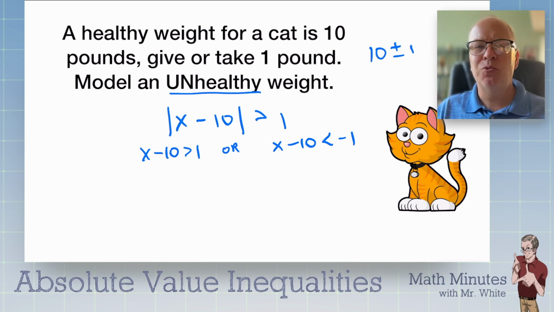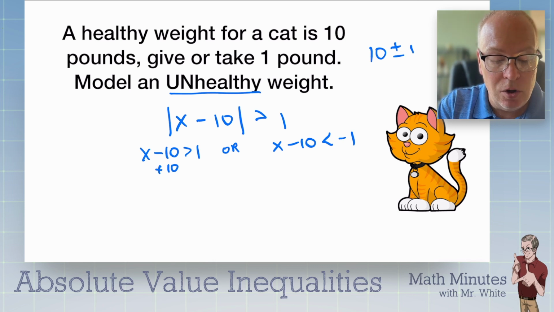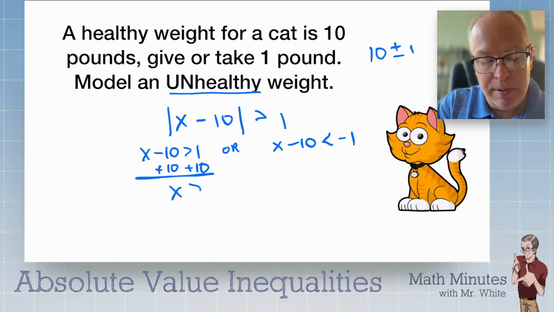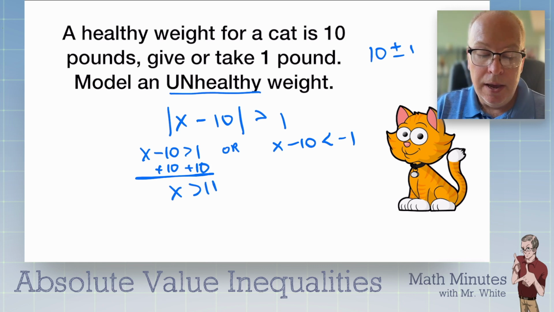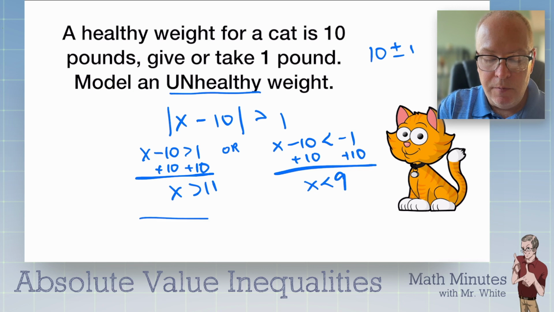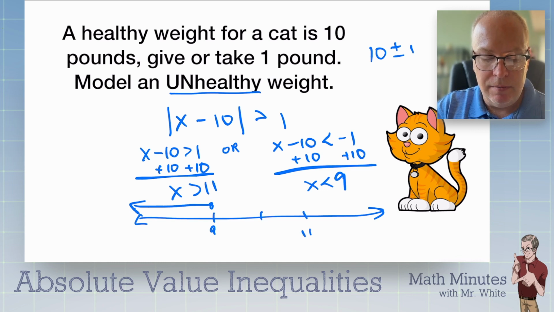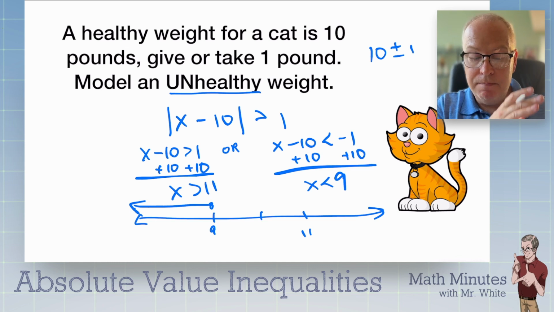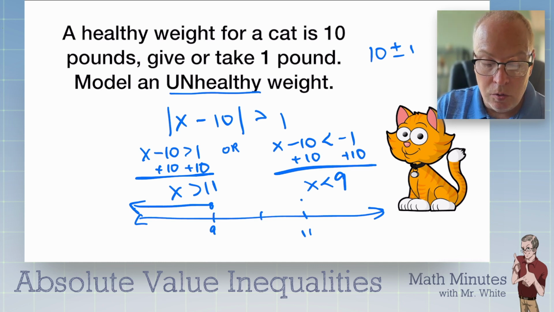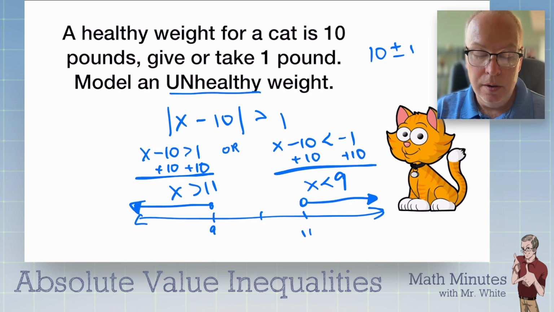Now you might be thinking, but a cat's weight can't be negative 1, and you're right. So let's just see what happens. If we add 10 over here, we get x is bigger than 11. And then over here, if we add 10, we get x is less than 9. So if we graph that, folks, here's 9. Here's an arrow going that way. And then remember, I said 11. Anything under 9 is unhealthy, and anything over 11 is also unhealthy. Okay, so this was a greater than symbol.